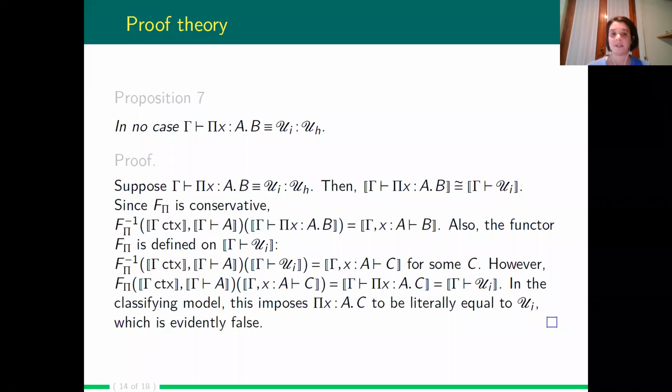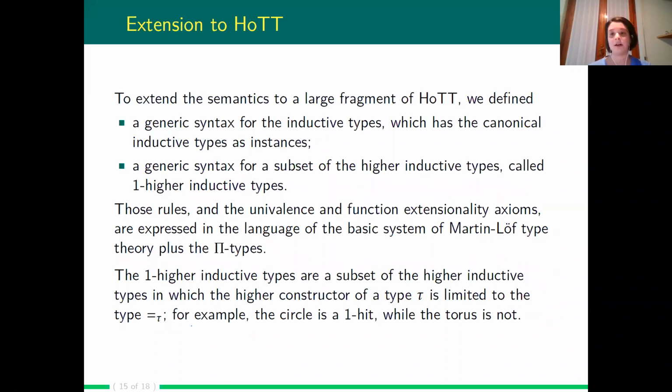So we have seen now the results for a fragment of Martin-Löf type theory, but we can actually extend the semantics and so the results seen to a large fragment of homotopy type theory. To do that, we defined a generic syntax for the inductive types, which has all the canonical ones as instances, and also a generic syntax for a subset of the higher inductive types, which we call the one higher inductive types. All those rules and also the axioms of univalence and function extensionality are written in the language of Martin-Löf type theory plus the dependent product types.